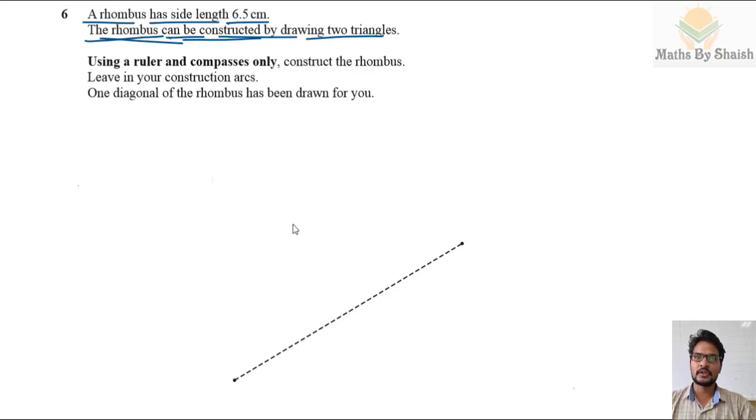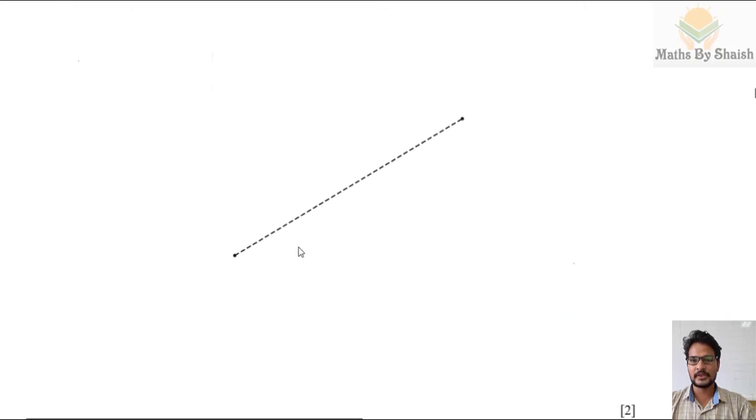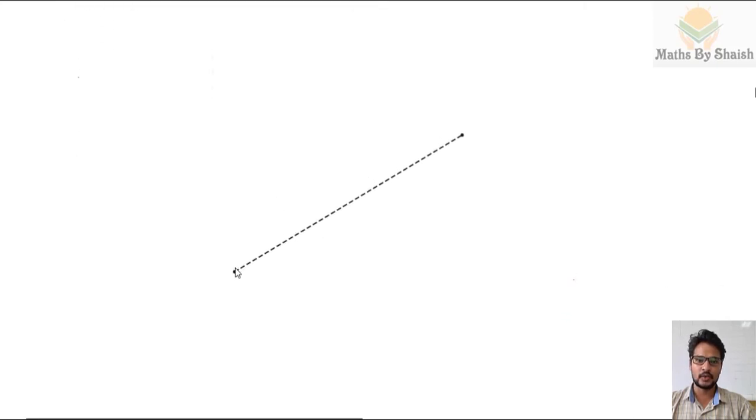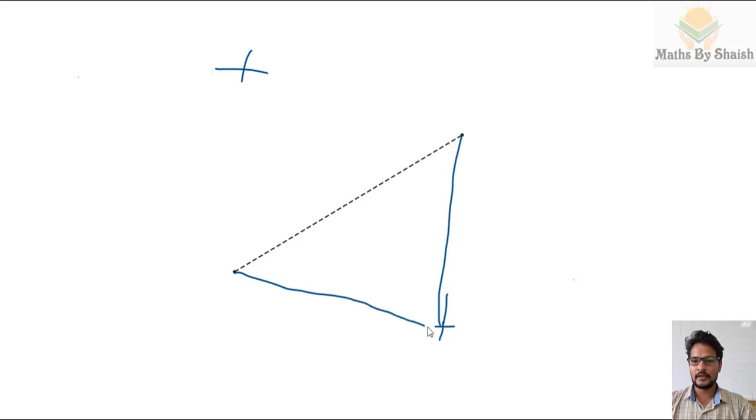So if we want to draw the rhombus, we know that in a rhombus all the sides are equal. So we can choose any radius and mark it here, similarly here, and then from the same arc, same radius, we can mark it here. Then if we join these points, we will get one triangle, and similarly if we join these points, we get another triangle. Since the radii are the same, we will get a rhombus. I have drawn it with the help of software, we'll see.